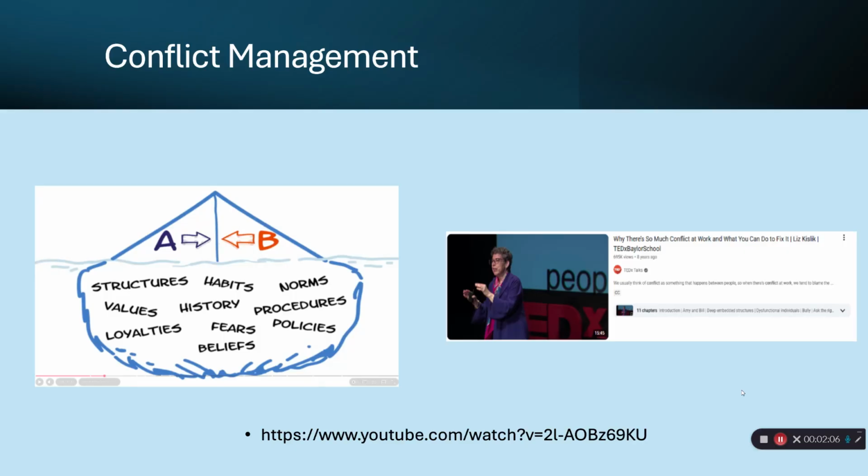Next, we'll go over Liz Kislick's TED Talk found on YouTube regarding conflict management. Kislick breaks down conflict to a miscommunication between individuals, and this miscommunication is built upon the differences in habits, norms, backgrounds, beliefs, policies, as well as other items that you can see displayed on the left side of the slide. So it's not so much a conflict between 2 individuals, but it's a conflict that separates the backgrounds of both individuals. She then goes over 5 steps of conflict resolution.